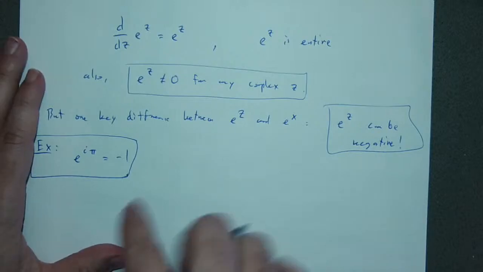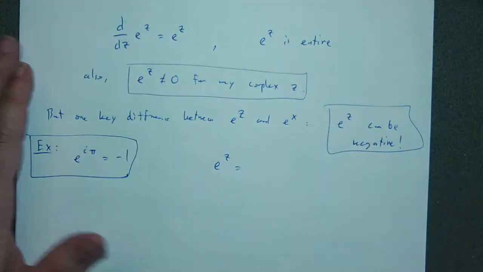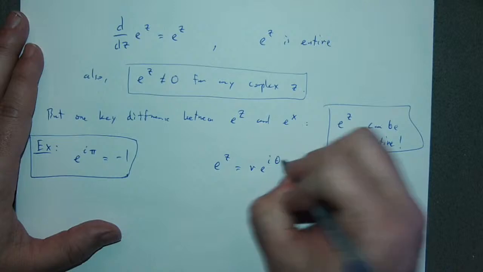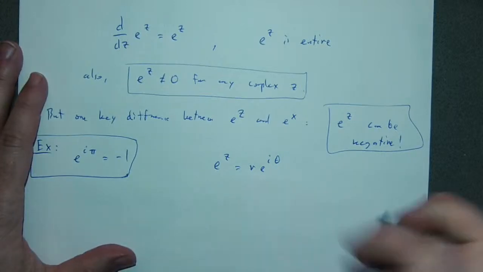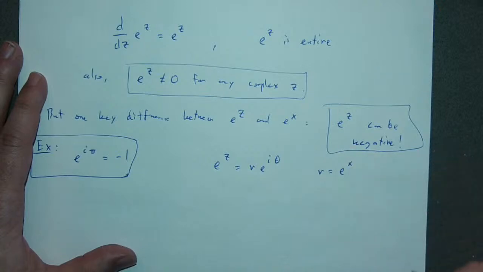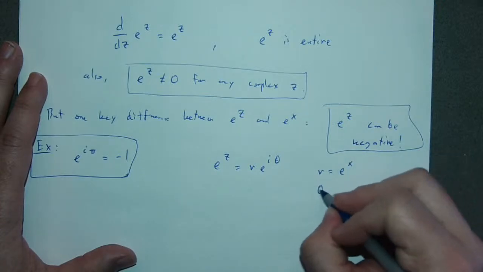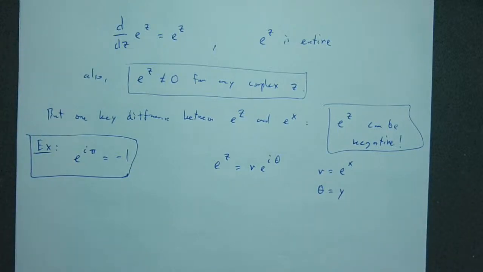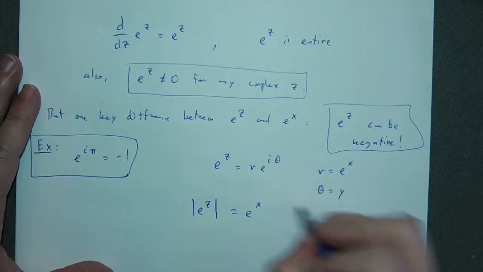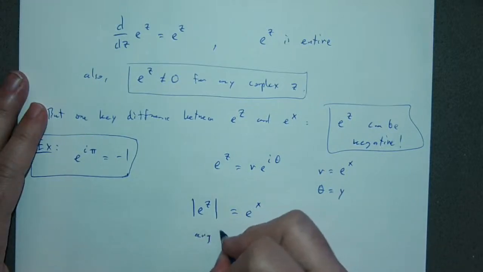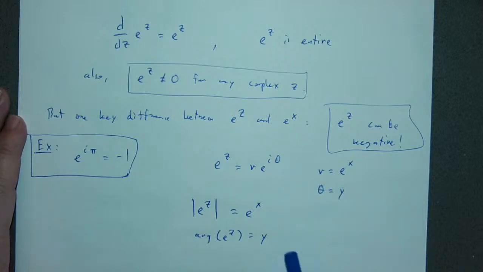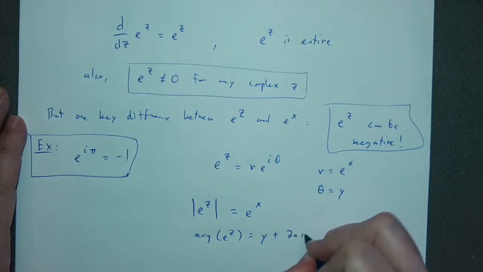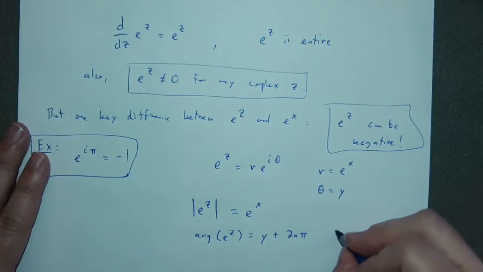Now, if we write e to the z as r e to the i theta, then we already know that this r is equal to e to the x, and this theta is equal to y. So if I wanted to look at the modulus of this functional value e to the z, this is just this r, which is e to the x, and the argument of e to the z is, of course, this y, plus, since writing in polar form this is 2 pi periodic, multiples of 2 pi. That's what I get for the general argument, where n is some integer.